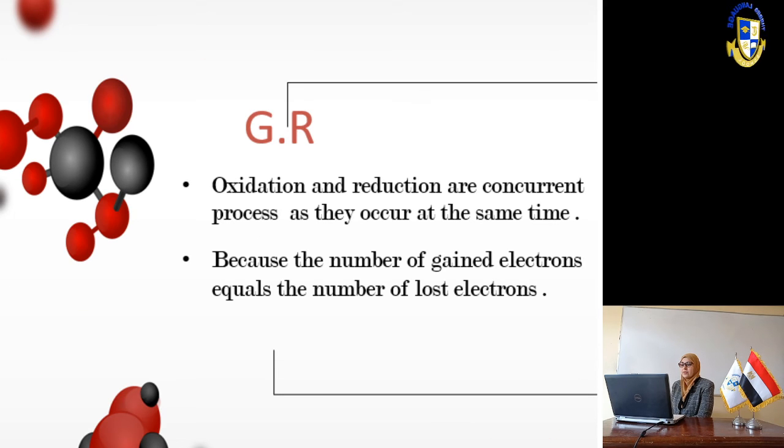Slide 18. Give reason: oxidation and reduction are simultaneous processes as they take place at the same time, because the number of gained electrons equals the number of lost electrons.